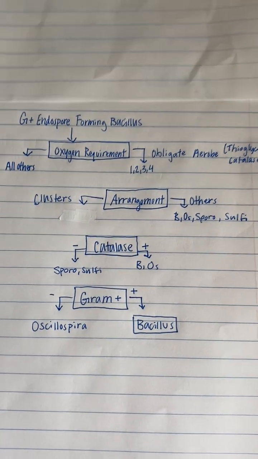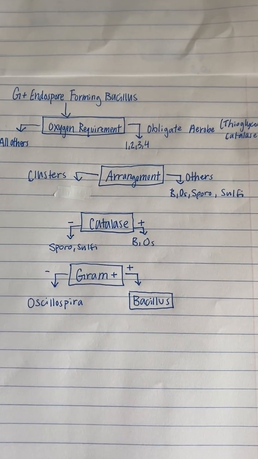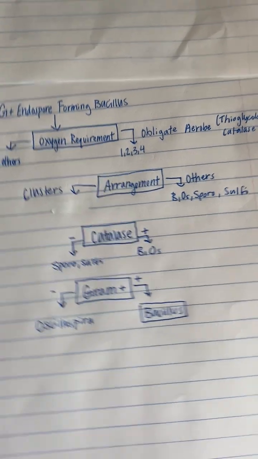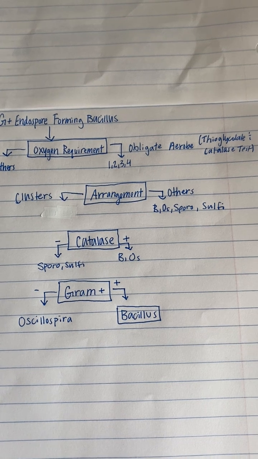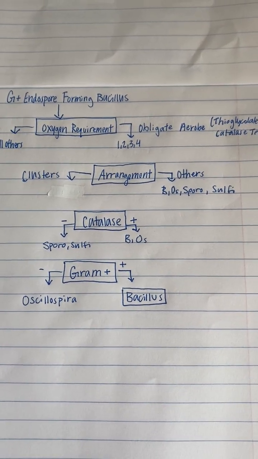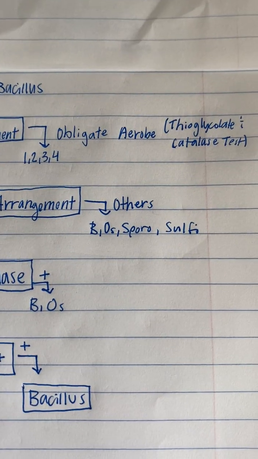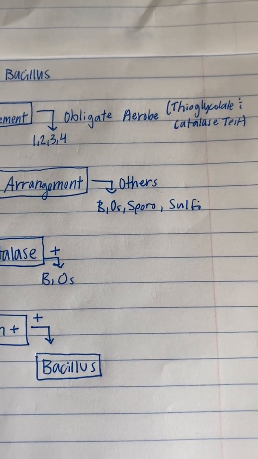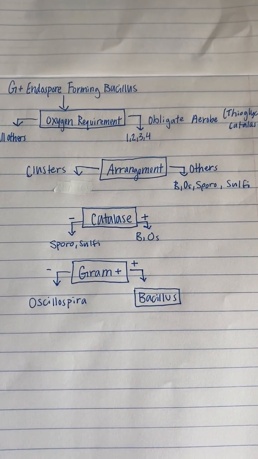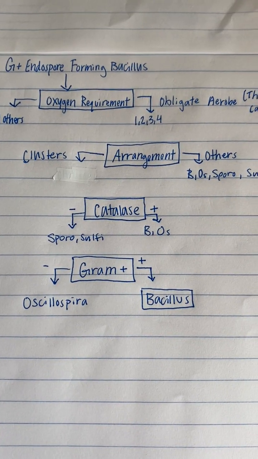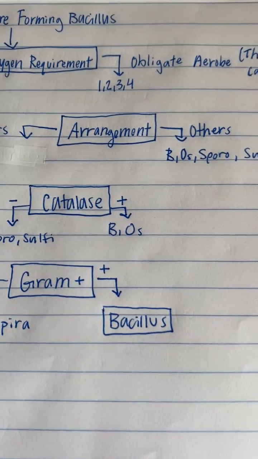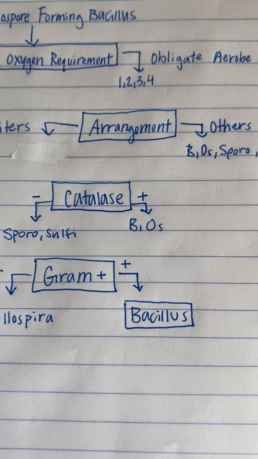Next, there's the arrangement, and in the textbook it had clusters or other. For my isolate, it determined it was an other, and so there are these 4 different other arrangements listed. And then I go back to the catalase test because out of those 4, 2 were negative, 2 were positive. And since I know my catalase test is positive, it helps narrow it down to these 2.